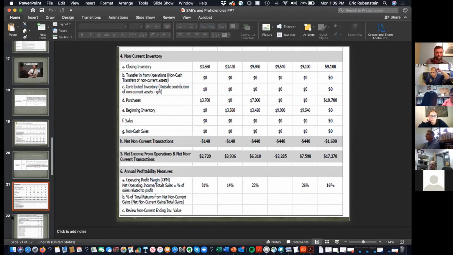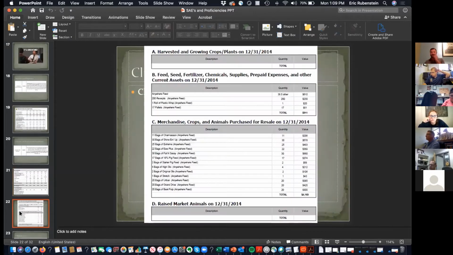Oops, excuse me, I hit the wrong button. So as we look here, we're then going to get all of these values from those next two pages where they're going to be split out. So can somebody tell me what is the difference between current and non-current?